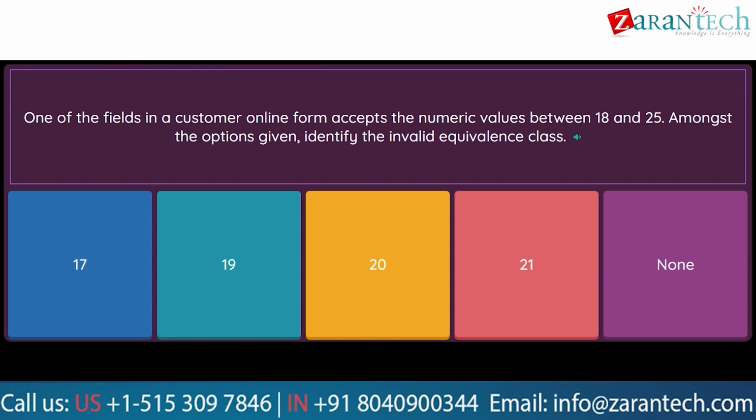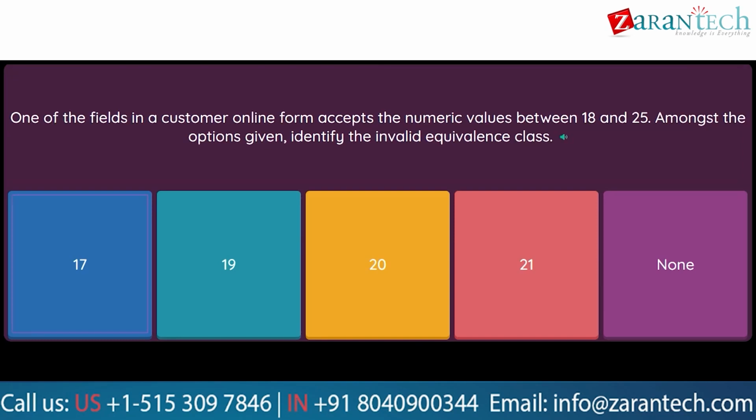Question: One of the fields in a customer online form accepts the numeric values between 18 and 25. Amongst the options given, identify the invalid equivalence class. Option 1, 17. Option 2, 19. Option 3, 20. Option 4, 21. Option 5, none.